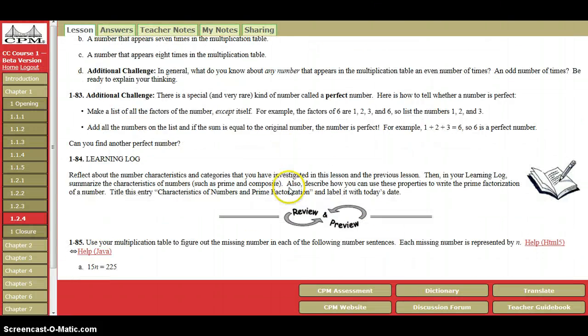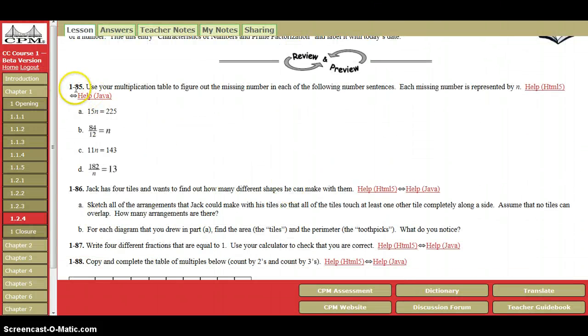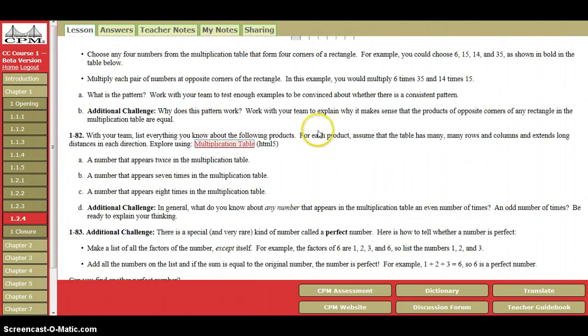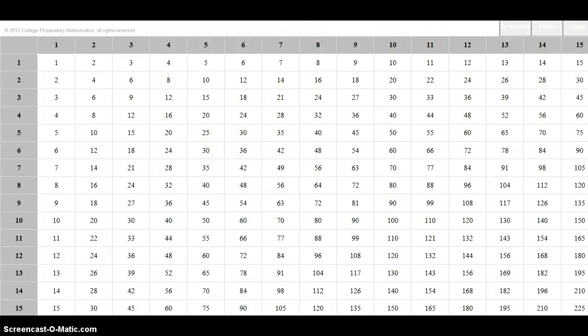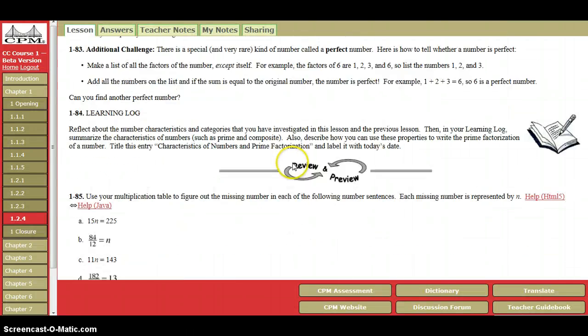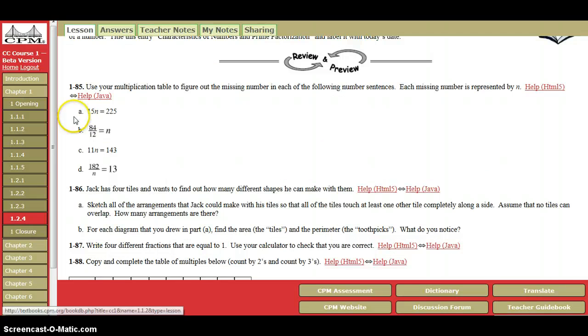The first problem that I'm going to start with is 1-85, and I'm going to go through each one. I'm going to show you how you're going to use the multiplication table to help you out with this, okay? For 1-85, it says use your multiplication table to figure out the missing number in each of the following number sentences. Each missing number is represented by n.